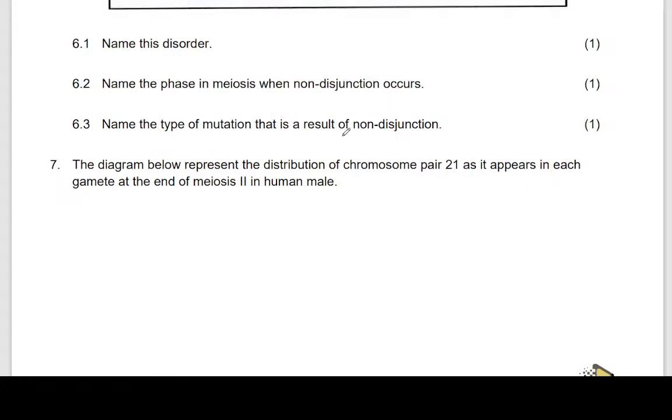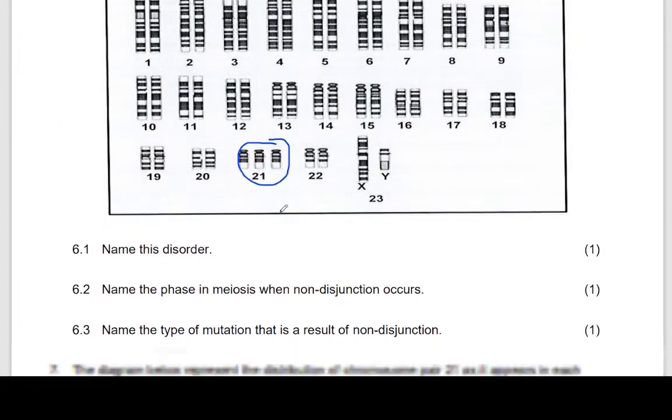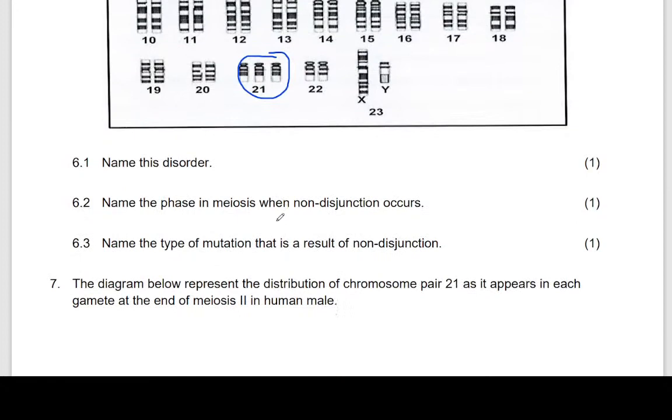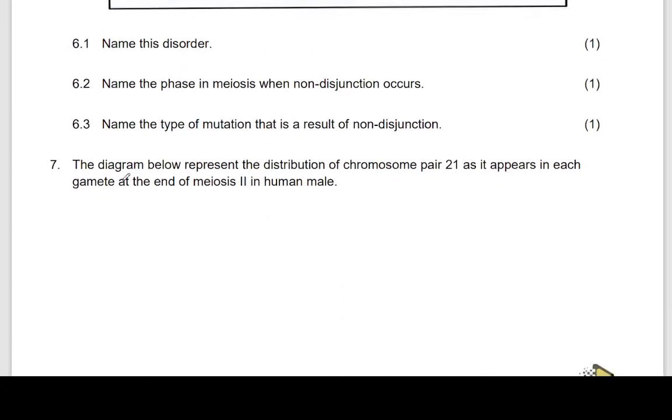Don't think that when you are unique or give different answers from others, you get more marks. You get the same mark as the other person who has written a simple answer. So, name the type of mutation that results from this non-disjunction of chromosome number 21. The answer is chromosomal aberration or chromosomal mutation. Choose what you want to go with, because it's the same thing. The diagram below represents the distribution of chromosome pair 21 as it appears in each gamete.